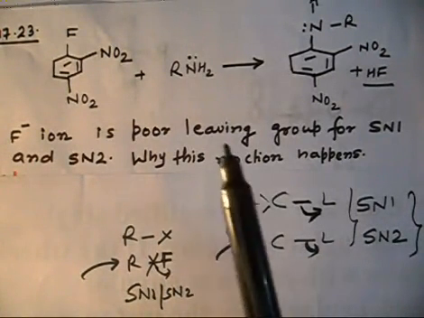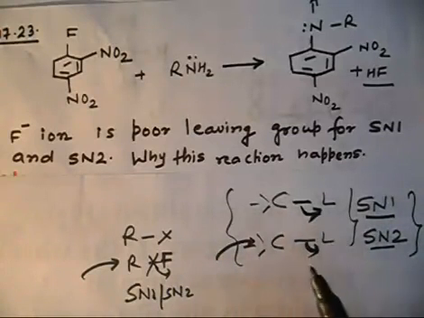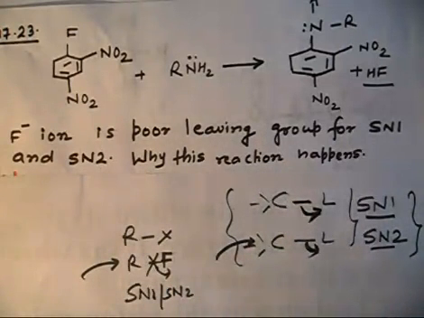But why is this reaction happening? If the leaving group comes into the picture in SN1 and SN2, a poor leaving group will decrease the rate. But here I have the reaction, which means the rate is even faster in this case. Why is this happening? I have given a partial answer. Now you have to think yourself. Most of the answer is given. So let us wait for 2 minutes.